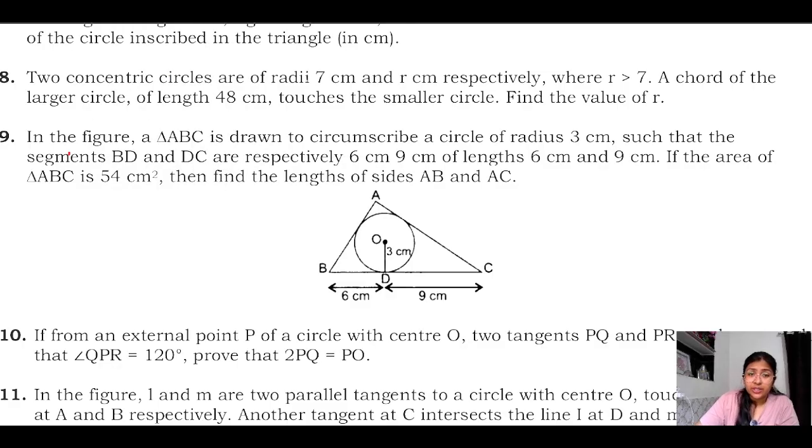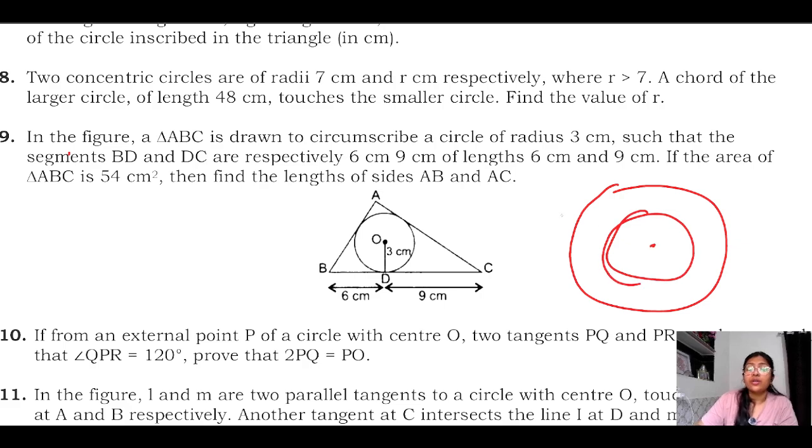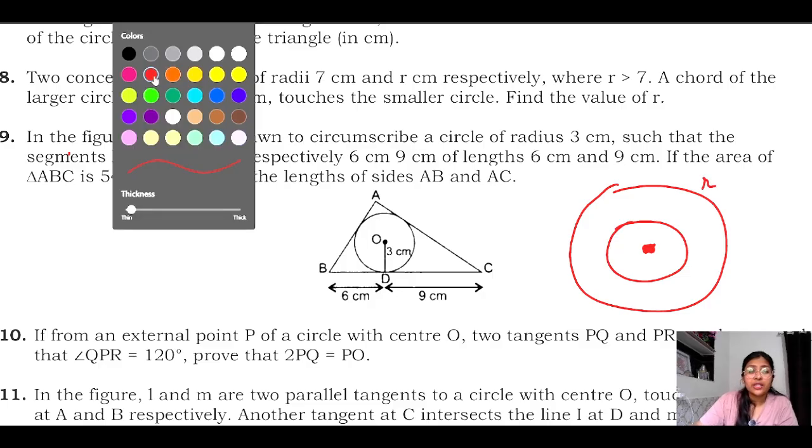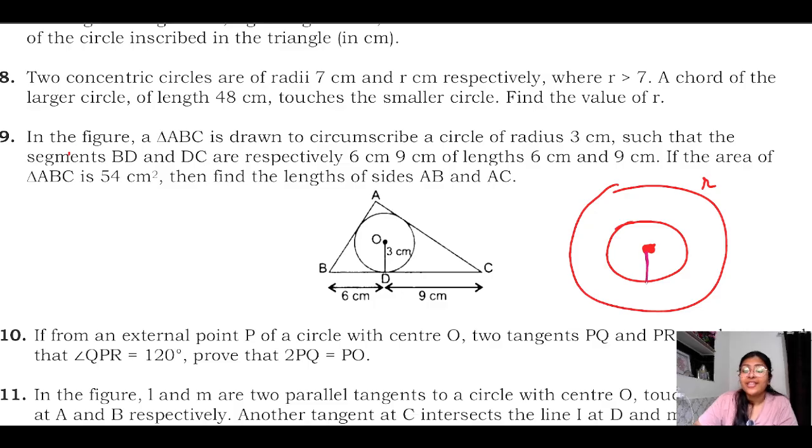Two concentric circles. What is the meaning of concentric circles? Yes, circles having the same center are called concentric circles. So these are two concentric circles, meaning these two have the same center. Okay. Two concentric circles of radii 7 and r, where r is greater than 7. It means small r is the radius of the bigger circle and 7 centimeters is the radius of the smaller circle.